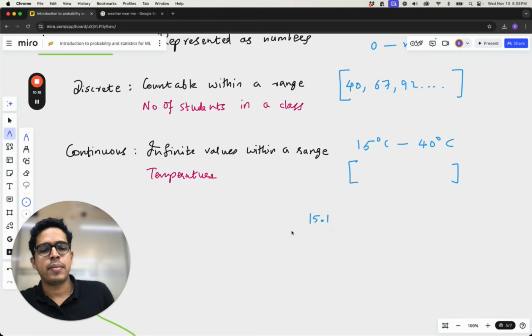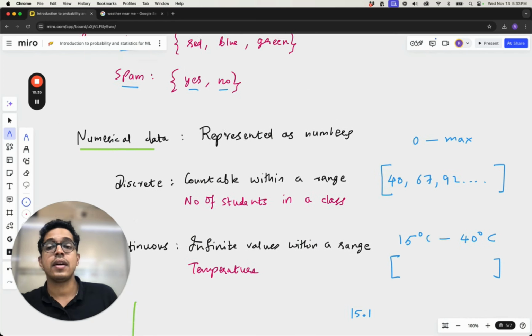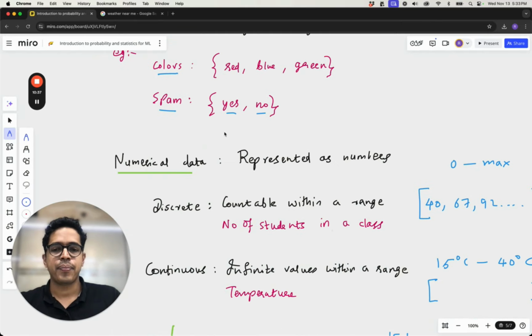So if temperature is described as a variable, it can take any value, any of the infinite values between 15 and 40, any real number between 15 and 40. Right. So these are continuous numerical variables. The previous one was categorical data.